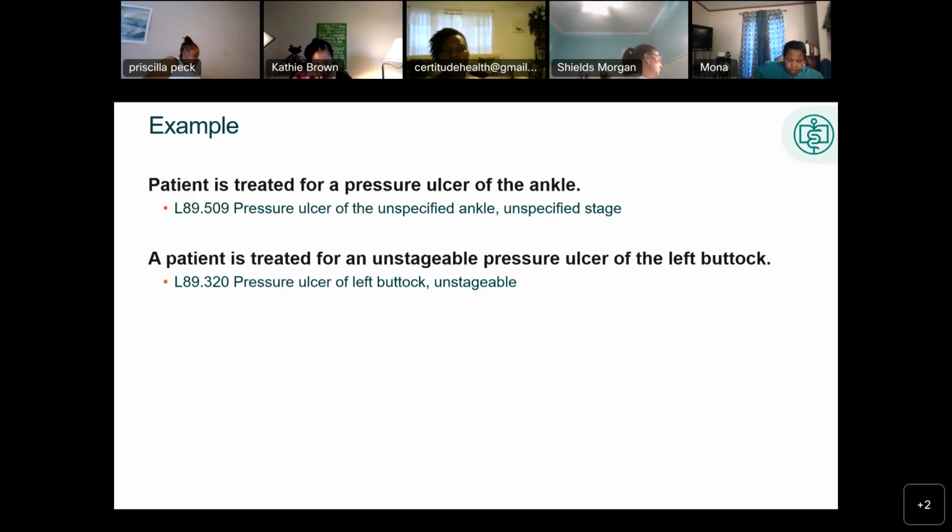So you're not always going to see a full code in the alphabetic index. You're going to have to go to the tabular to finish building your code. As long as you know you're under the proper heading, like when you're in the alphabetic index, like how we had to go to pressure ulcer in order to find our listings, then you'll be along the right track with these.